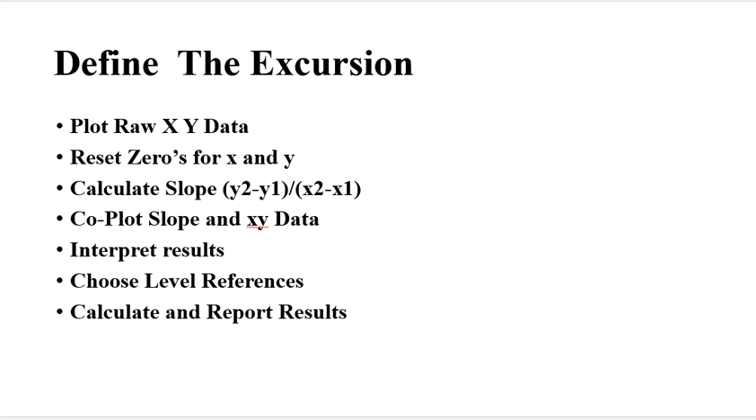of the whole excursion. So here the points are in order. Well, let's first plot x, y, then reset the zeros for x and y, then calculate the slope, then co-plot slope and xy data, and interpret the results. Let's go through this now.